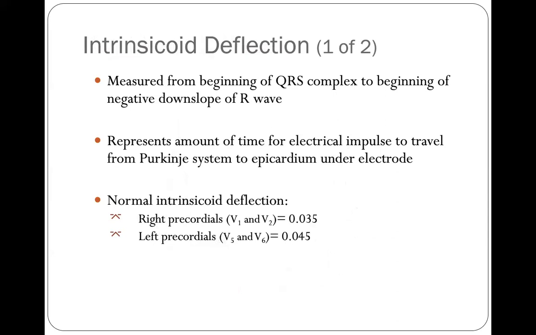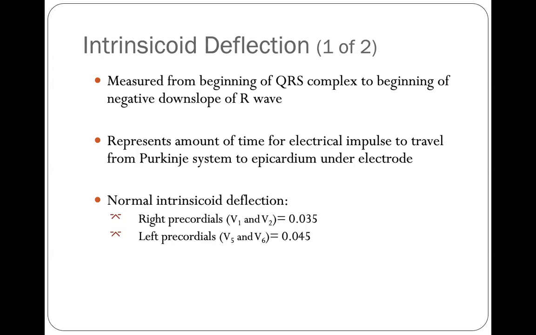The intrinsicoid deflection we'll talk a little bit about later, but it's measured from the beginning of the QRS complex to the beginning of the negative downslope of an R wave. And it again represents the amount of time that the electrical impulse travels from the Purkinje system to the epicardium. So for the normal intrinsicoid deflection, we have the right precordials and the left precordials, so V1, V2, and V5, V6. We have normal times related to those.